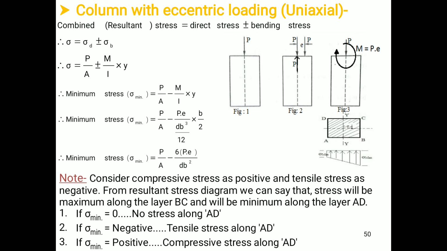But if you have the value of sigma minimum equal to 0, then it shows that no stress is developed along AD. If we have sigma minimum negative, that is if we get a negative sign, that indicates that a tensile stress is developed along AD. So this particular extreme fiber will be under tensile stresses. If we have sigma minimum positive, then the stresses developed are compressive in nature.